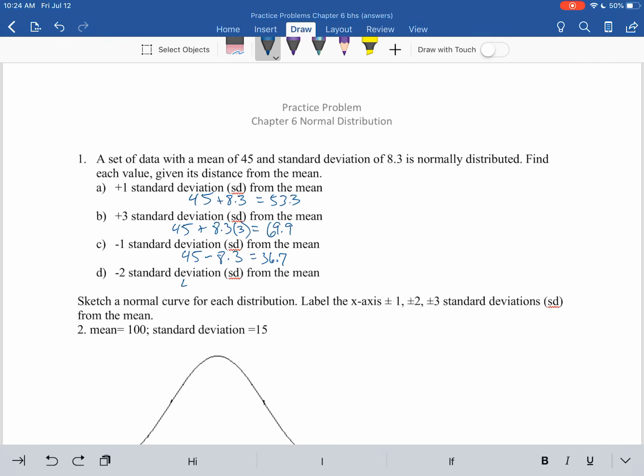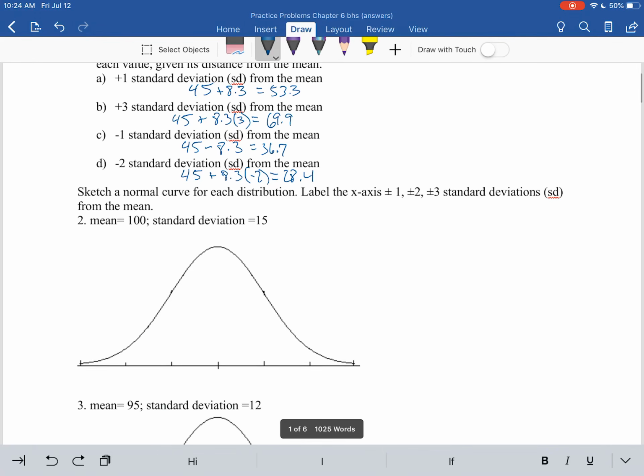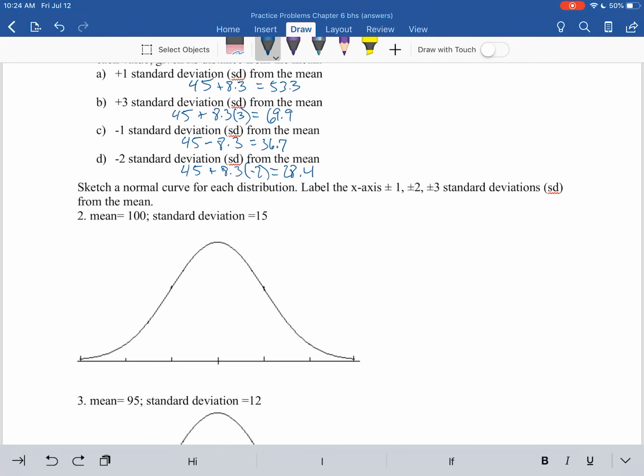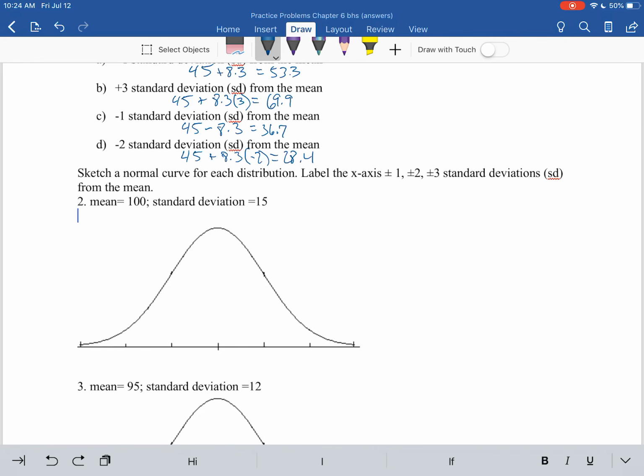Part D is 45 plus 8.3 times negative 2 standard deviations down, which will give you 28.4. For the next part here, it's just showing you how to sketch, and I don't normally sketch very often, but if you find sketching helps you, always do it. Always do things that you feel comfortable with and that help you understand the material best. So I'll do number 2 here just to go through it with you.